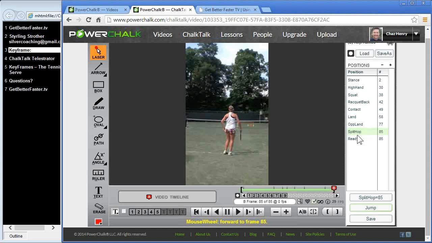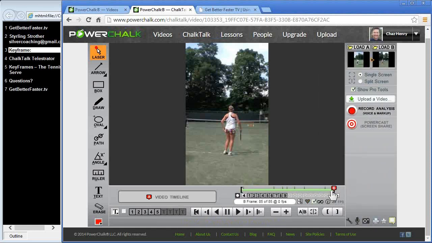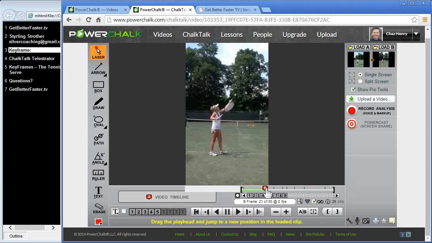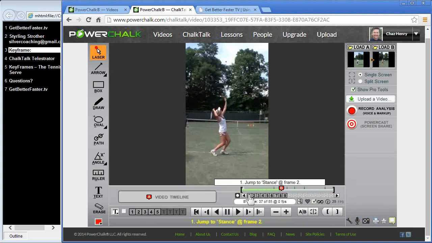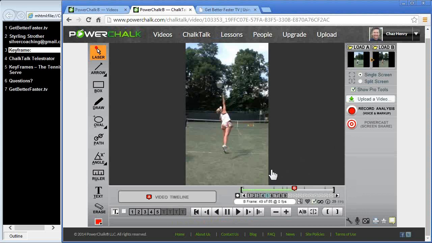Right. So I see she bailed on the split hop and the ready position, so you kind of bailed here in keyframing. That's exactly right. So with that, let's save it, and I'll give you an idea of what I can do. Obviously, at any point I can take my playhead and drag it through, but what I can now do is hover over these keyframe positions. You notice you've got a lot of keyframe slots. Sterling, in this case, has used 9 of those slots to define those positions, and now I can easily jump. So whether I'm shoulder to shoulder with Chloe, or creating a recorded analysis by hitting the record button, I can just jump to squat, to racket back, and to contact.